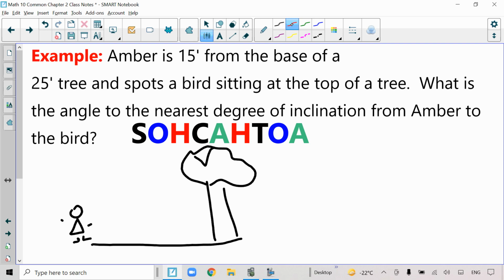So she is 15 feet from the base of the tree. The tree is 25 feet tall. She sees a bird at the top. What's the angle to the nearest degree of inclination from Amber to the bird? So inclination means going up.